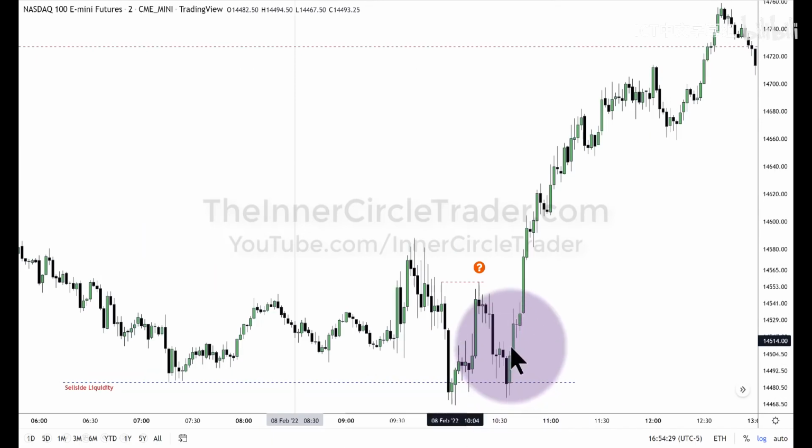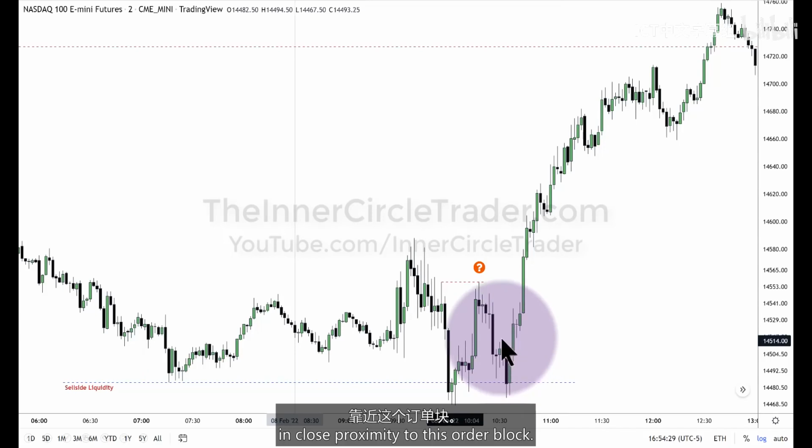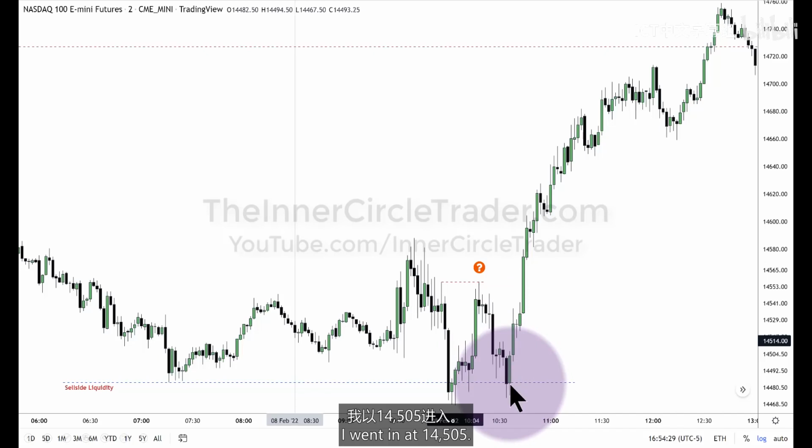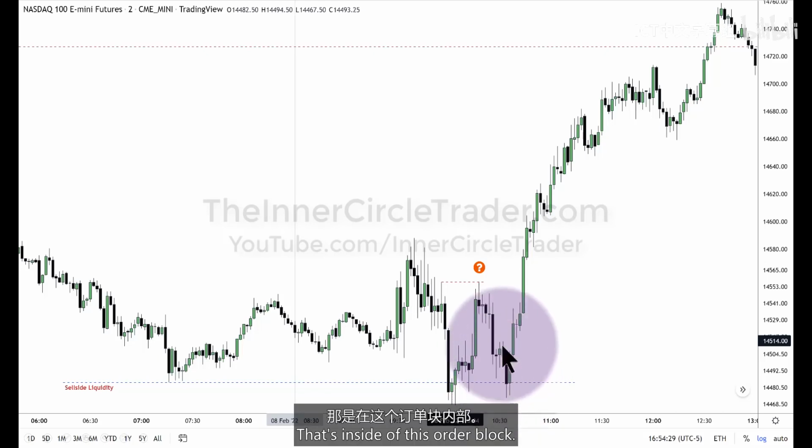So I went in long in close proximity to this order block. Okay, I went in at 14,505. That's inside of this order block, so I'm trading close to it.